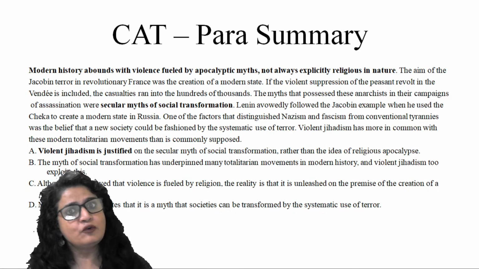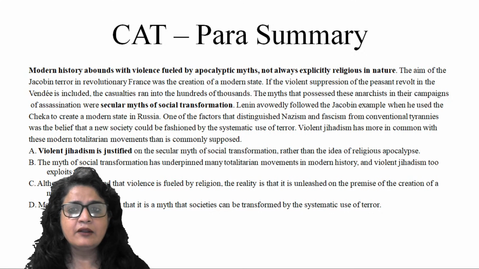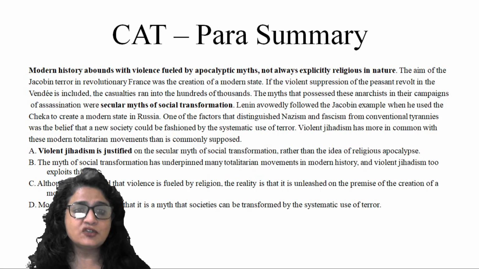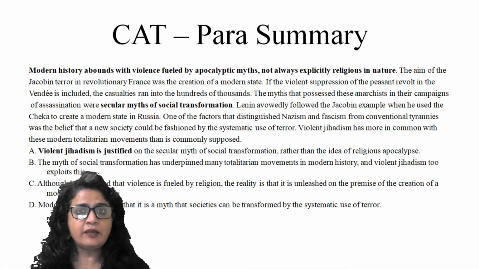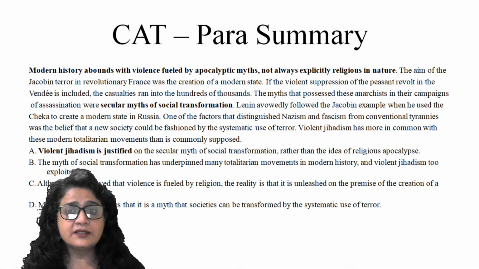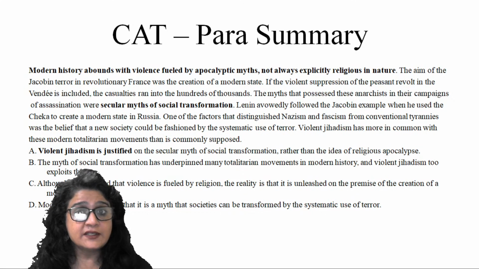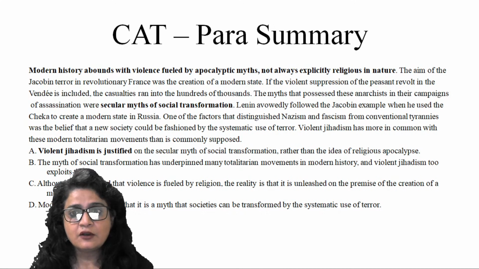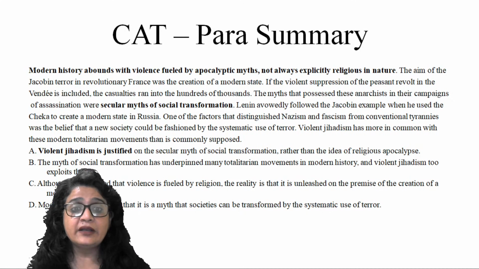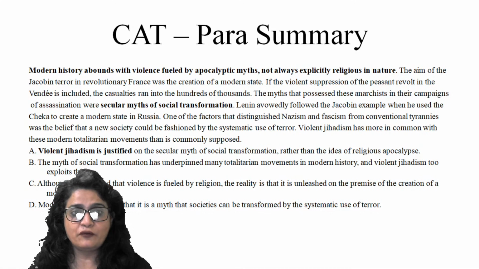Lenin, another example now, proving the same point. Lenin avowedly followed the Jacobin example when he used the Cheka to create a modern state in Russia. So the same thing was done by Lenin when he created a new modern state in Russia. One of the factors that distinguished Nazism and fascism from conventional tyrannies was the belief that a new society could be fashioned by the systematic use of terror. Another example: Nazism and fascism. What differentiated these two ideologies from conventional tyrannies is that they created this notion that societies can be changed by the systematic use of terror.